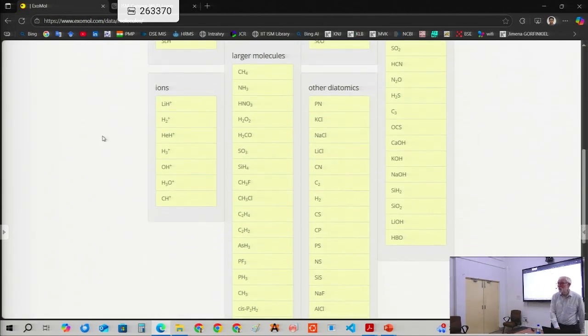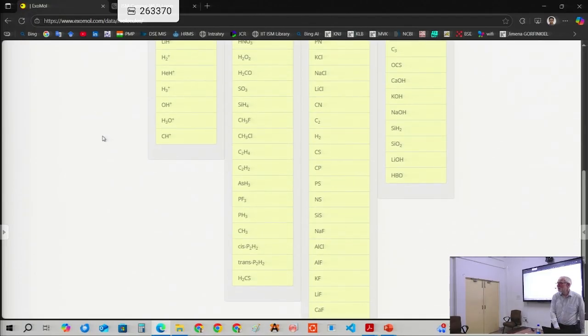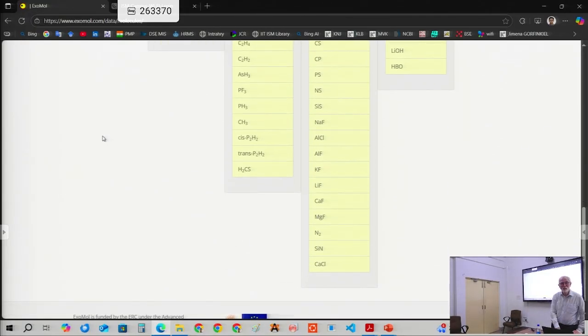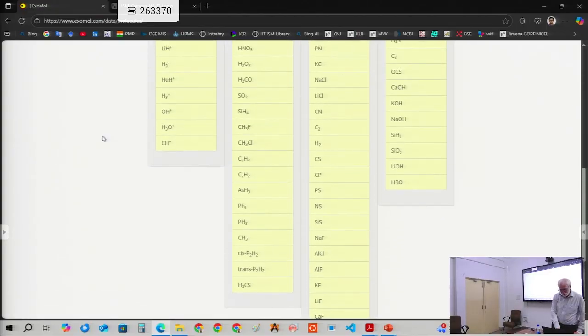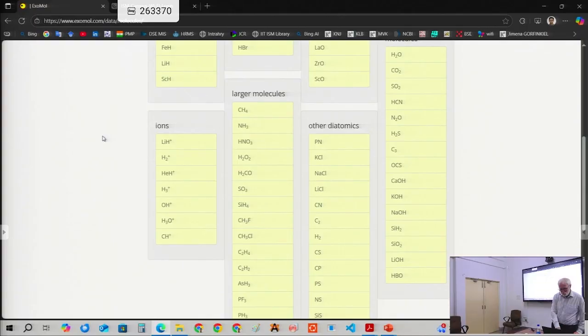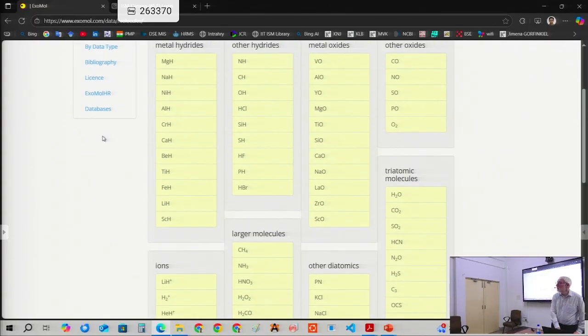Any offers? Sorry? Do we have a... It's just a molecule, someone. Sorry? Carbon sulfide, CS. Yep. Okay.